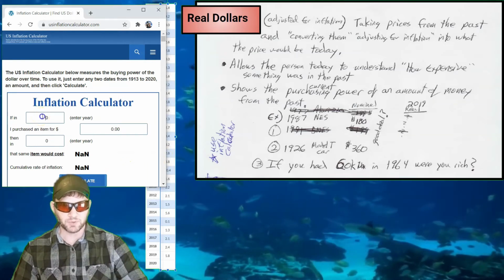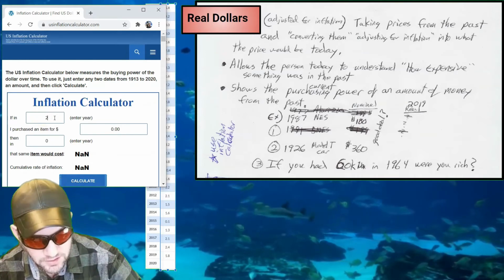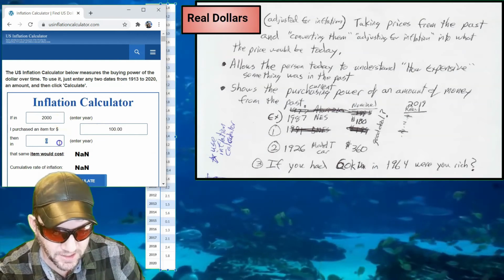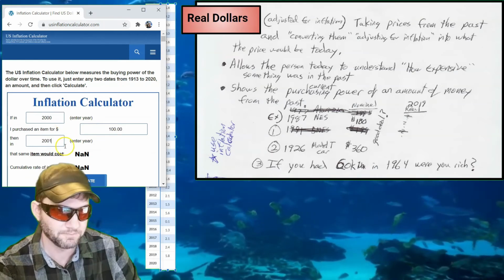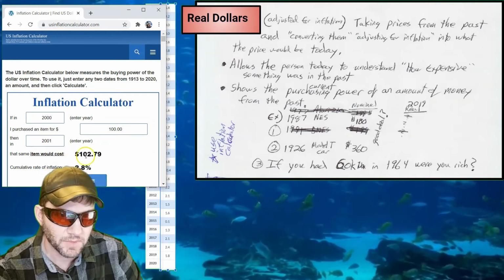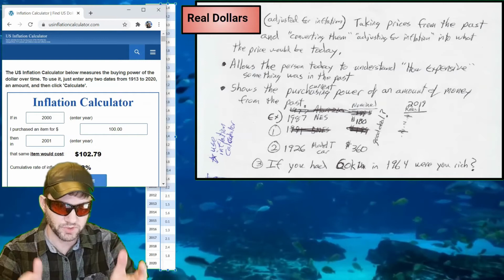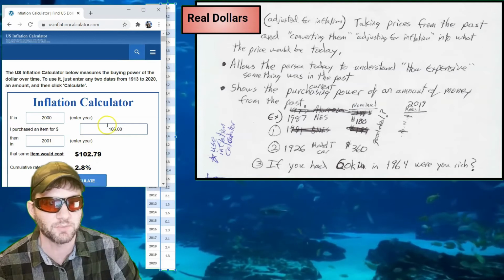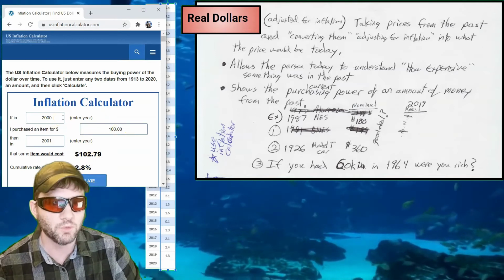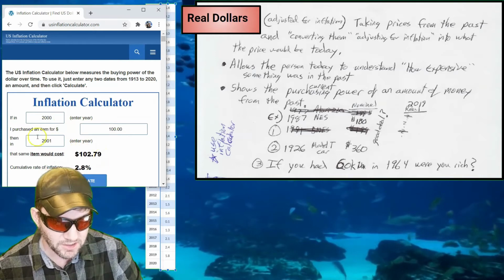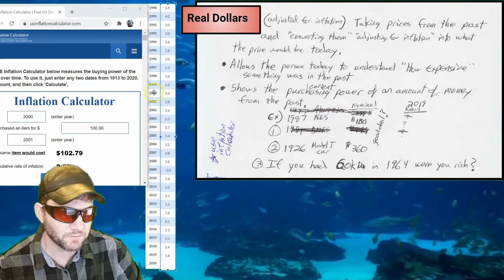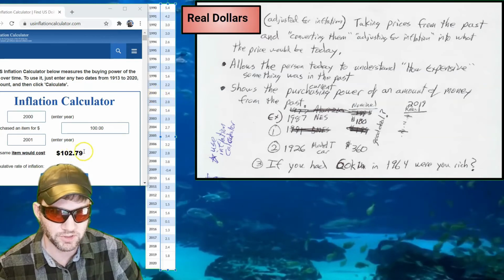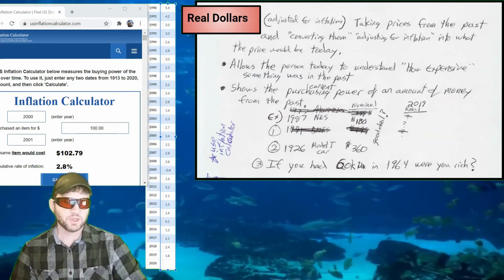Let's take that same example. If in the year 2000 you had $100, and then in year 2001 you would need 102.79 for those to be equal. Another way of saying it, to have the same purchasing power. Another way of saying it is if something cost $100 in 2000, it would then cost $102.80 in 2001. And you can see just from the chart, from 2000 to 2001, there was a 2.8% inflation. It's doing the work for us.